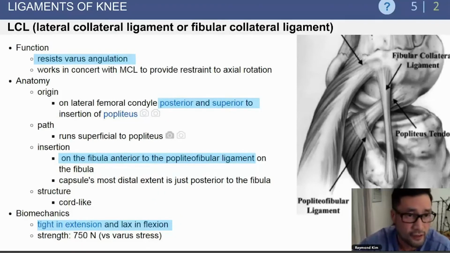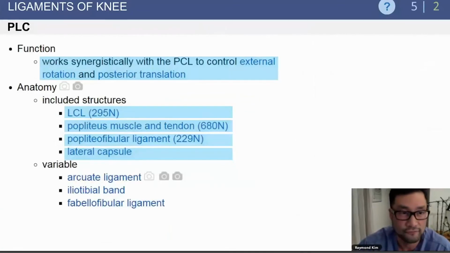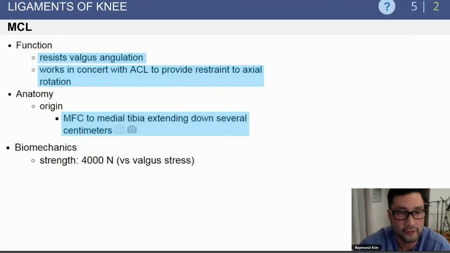The LCL, the primary function is to resist varus angulation. The origin is on the lateral femoral condyle, posterior and superior to the insertion of the popliteus. This inserts on the fibula anterior to the popliteal fibular ligament, and it's biomechanically tight in extension and lax in flexion. The posterolateral corner works synergistically with the PCL to control external rotation and posterior translation. And the posterolateral corner includes the LCL, the popliteus, the popliteal fibular ligament, and the lateral capsule.